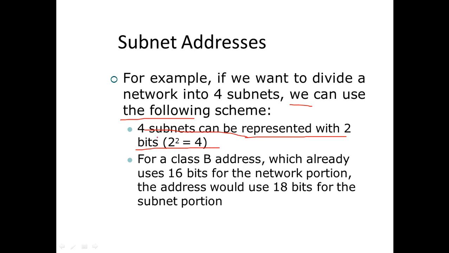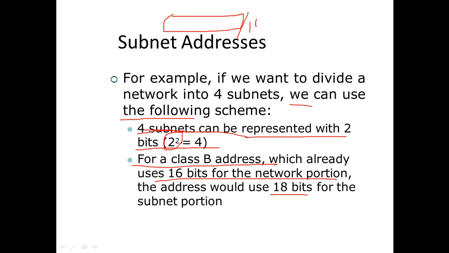You know that 4 subnets can be represented by 2 bits, because the combination of 2 bits creates 4 different combinations. So for a class B address, which already has 16 bits of network portion, if you want to create 4 networks within that network, you will have to assign 2 more bits to that 16. So the total network ID will become 18 bits. So instead of a generic class B IP with no CIDR, you have to put slash 18 at the end.